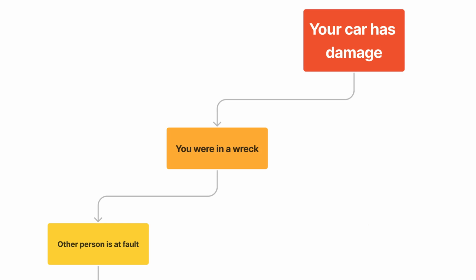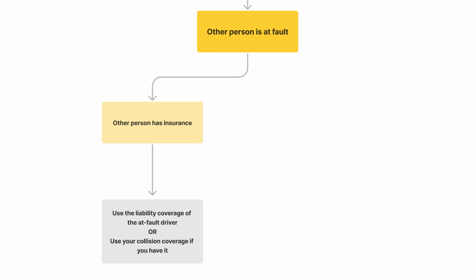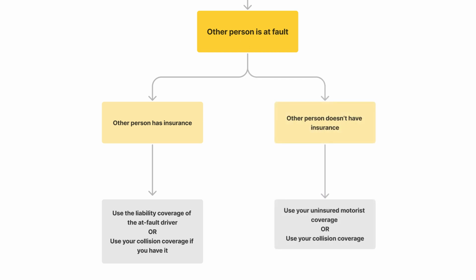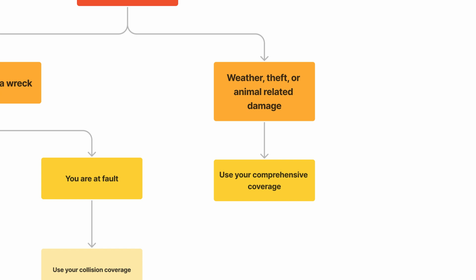But generally, if the other person is at fault and has insurance, you can claim on their liability policy or your collision policy if you have it. If the other person is at fault and has no insurance, then you can claim on your uninsured motorist or collision policy if you have those coverages. If you cause the wreck, you can only claim on your collision policy if you have that coverage. If your car is damaged by theft, weather, or an animal, you can claim on your comprehensive coverage if you paid for it.